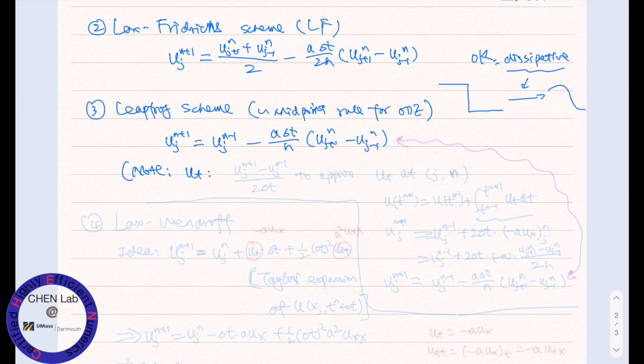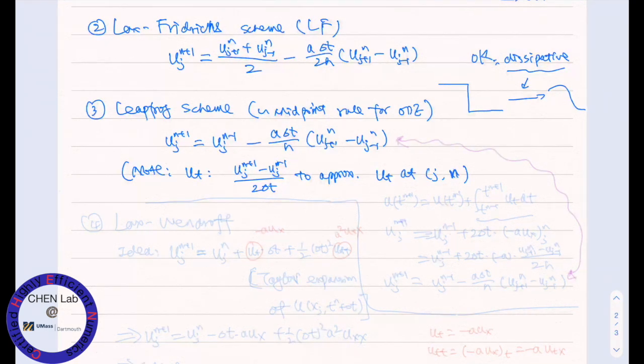For UT, we say that we're going to use (u_j^{m+1} minus u_j^{m-1}) divided by 2 delta t, because there are 2 steps. You use this to approximate UT at (x_j, t_n). That's like the midpoint rule.